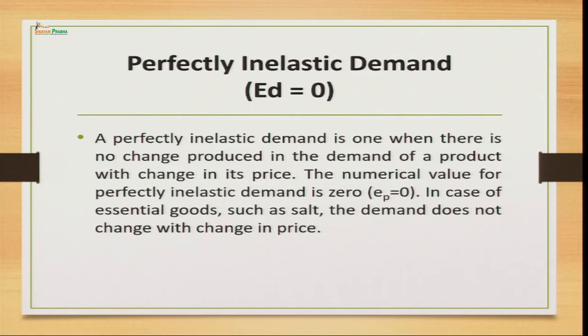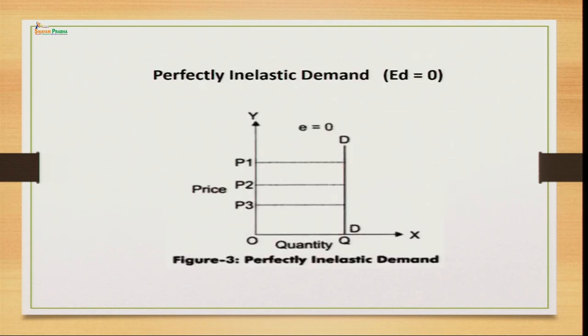Then we have perfectly inelastic demand, right? Now this is just the opposite of it. Here the demand is perfectly inelastic, and that is why we denote it with zero. Our price elasticity in this case will be equal to zero. A perfectly inelastic demand is one where there is no change produced in the demand of the product with the change in its price, right? Even if you are increasing the price or the price is decreasing, the quantity demanded will remain the same. And this is how we represent perfectly inelastic demand, where the elasticity is equal to zero. An example can be medicine, an example can be salt, right? If the price of salt increases, you are not going to decrease its consumption.